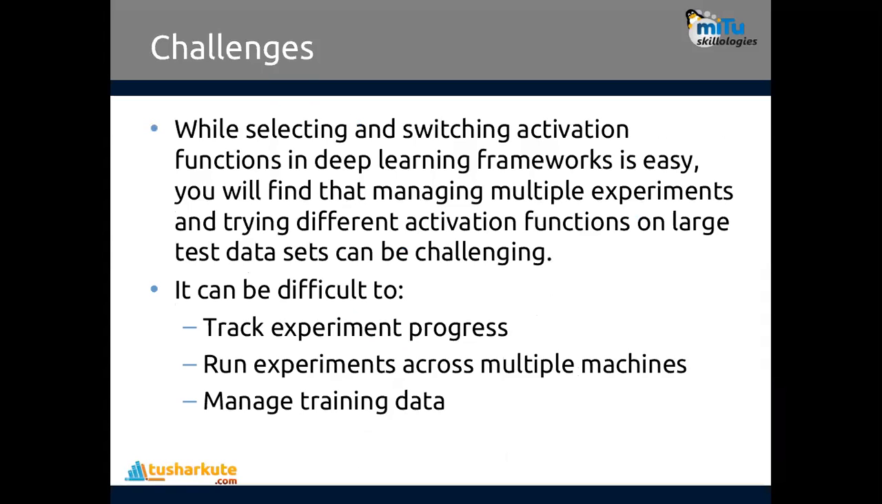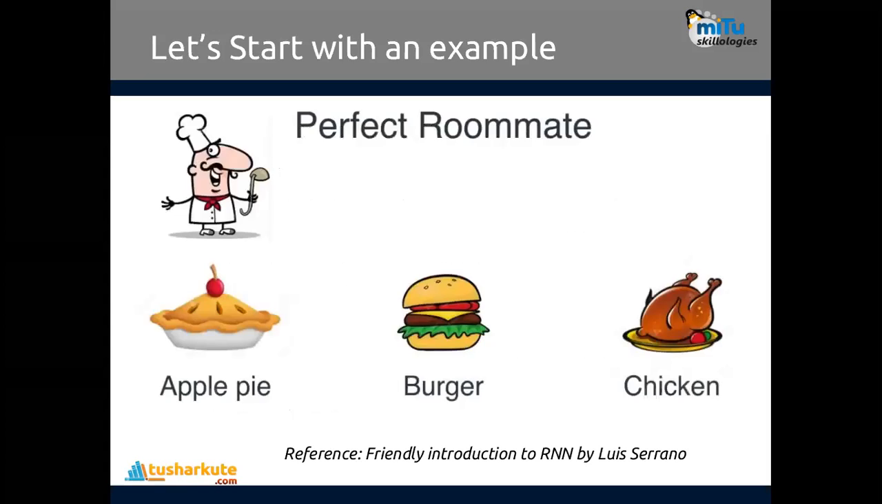So while selecting and switching activation functions in a deep learning framework is easy, you will find that managing multiple experiments and trying different activation functions on large test data sets is actually challenging. It is difficult to track experiment progress, run experiments across multiple machines, and manage the training data, because of many reasons we have already seen. Okay. Now, the last topic.